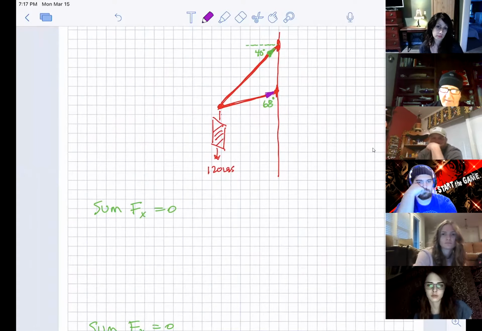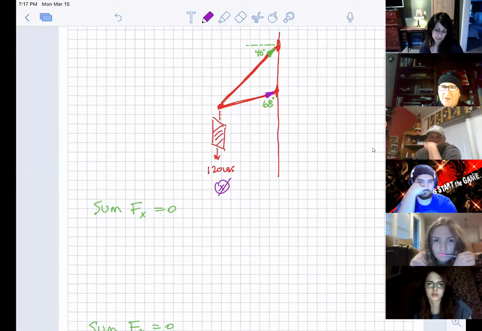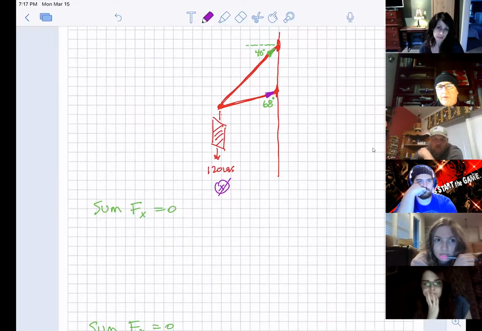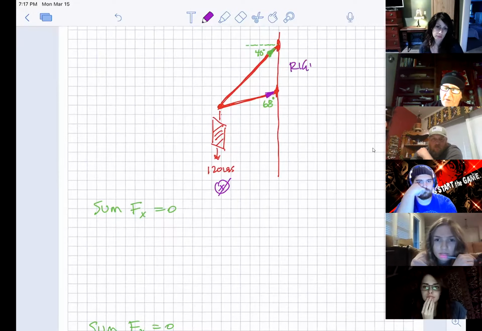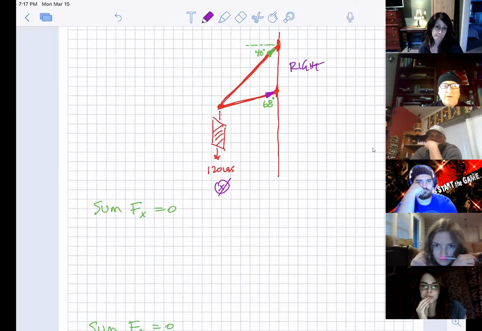Would you agree that this 120 has no effect in the X direction because it's going straight down? So it has no effect in the X direction. And both of these are going right. So does it make sense the whole thing's going to go right? That's not going to work. One of those has to go left and one of them has to go right. So I'm actually wrong. There's no way those both go that way.